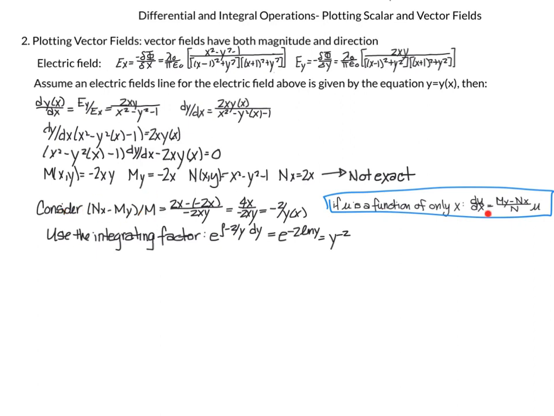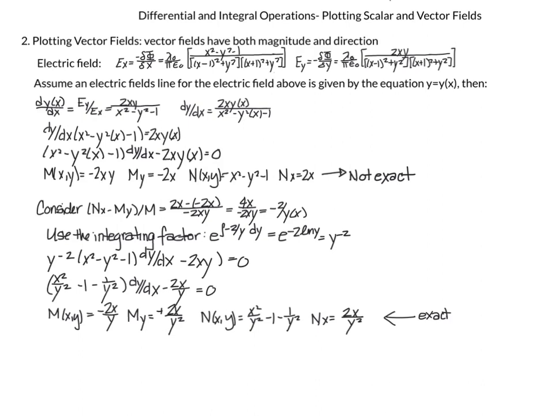In our last example, we used (my minus nx) over n because we got a function of only x. In this case, that won't work, but we can get a function of only y. So, reversing these roles, we try (nx minus my) over m, and we see we get a function of only y. Now we can use the integrating factor e raised to the integral of minus 2 over y dy, which gives us y to the minus 2. Next, we multiply our entire equation by our integrating factor, y to the minus 2.